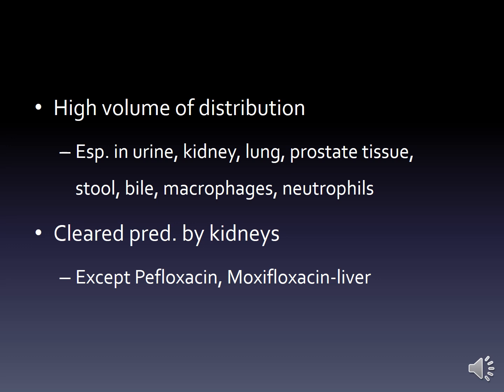And it has a high volume of distribution, especially in the urine, kidneys, lungs, prostate tissue, stool, bile, macrophages, and neutrophils. And it's cleared predominantly by the kidneys. So you have to remember if you have patients with impaired kidney function, you have to adjust the dose. Except for pefloxacin and moxifloxacin, which are cleared by the liver.